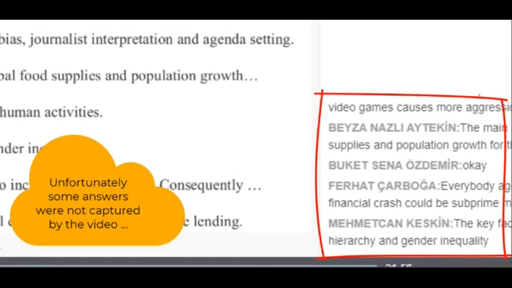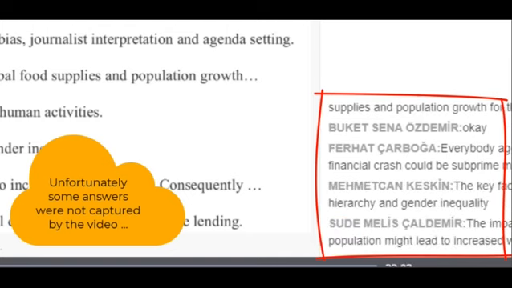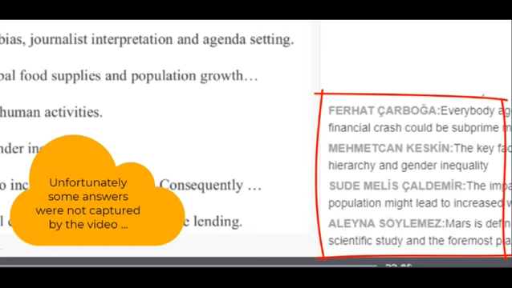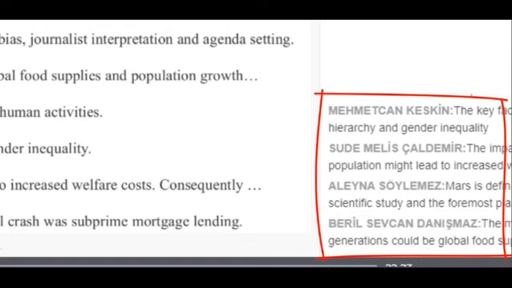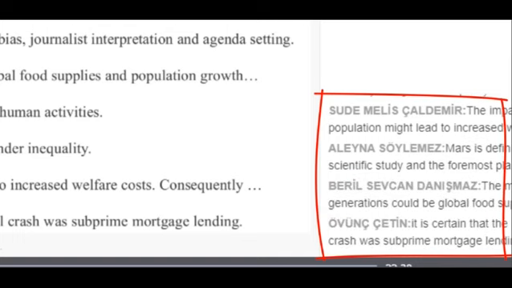Most people think climate change could be, Muharrem, yes. And Emir, the key factor of divorce may be gender hierarchy. Saying the possible key factor of divorce is gender hierarchy and gender inequality. Absolutely. And Doğa, some professors are sure playing violent video games causes more aggression, bullying, and fights. Absolutely. And the main concerns can be global food supplies and population growth for the future generations. Everybody agrees that the main cause of a financial crash could be subprime mortgage lending. Could be, yes. So you hedge it here.